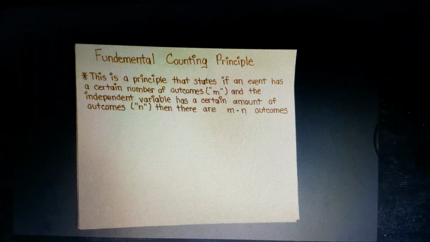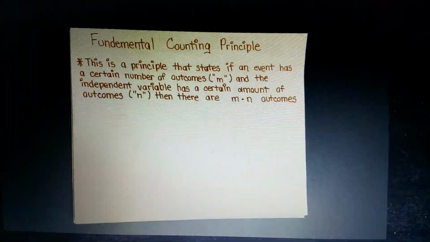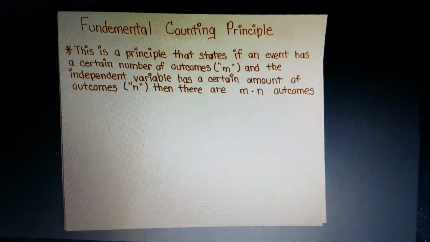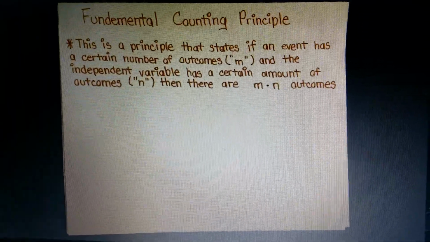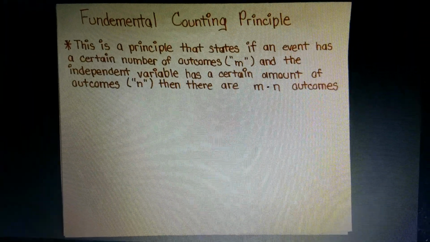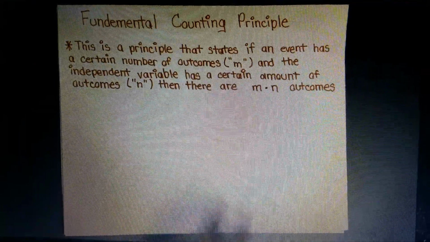Fundamental counting principle. This is a principle that states if an event has a certain number of outcomes, which is m, and the independent event has a certain number of outcomes, which is n, then there are m times n outcomes.